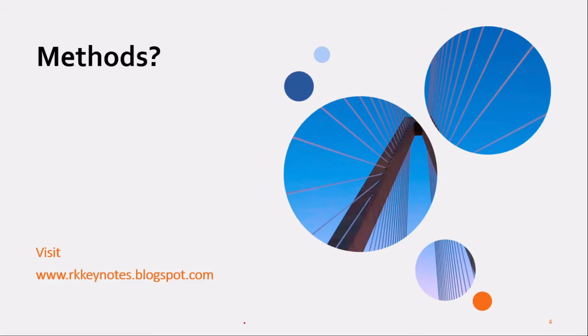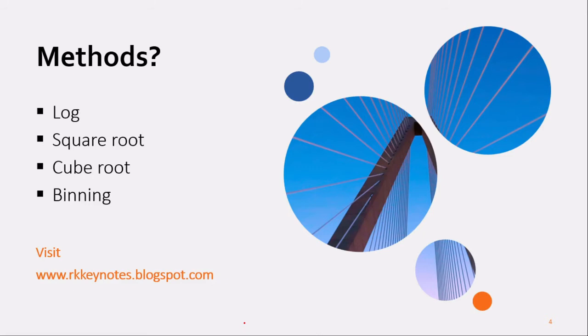To do all these changes we need a few methods, right? We have four methods. One is logarithm, the second is square root, the third is cube root, and the fourth is binning. Logarithm can be used to reduce right skewness, which we have just seen. Square root can be applied for positive values. Cube root can be applied for both positive and negative values.